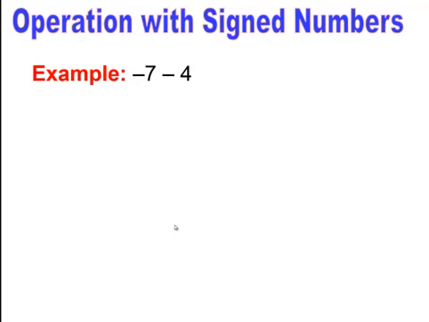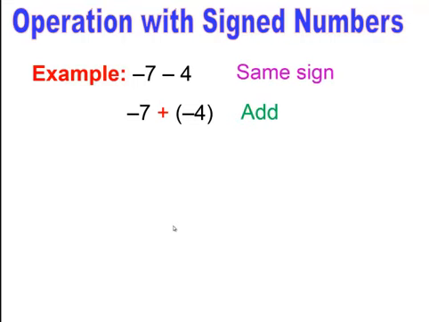So when you have the same sign, you're going to add the two numbers together, and I don't want you to actually rewrite it with the addition sign. You should ideally be able to see a negative and a negative, and that means I have to add the two numbers together, and I'm going to keep the sign. So I end up doing 7 plus 4, and I end up with 11, and because they're both negative, I end up with a -11.